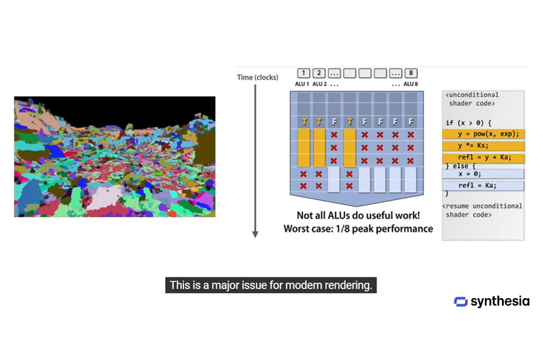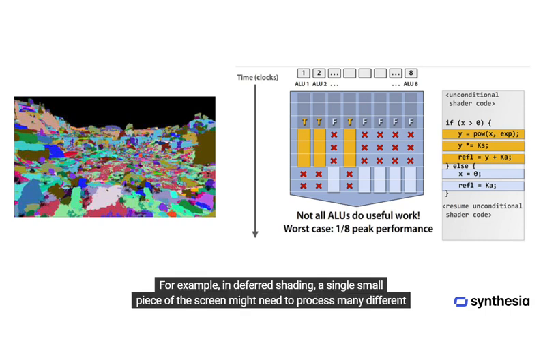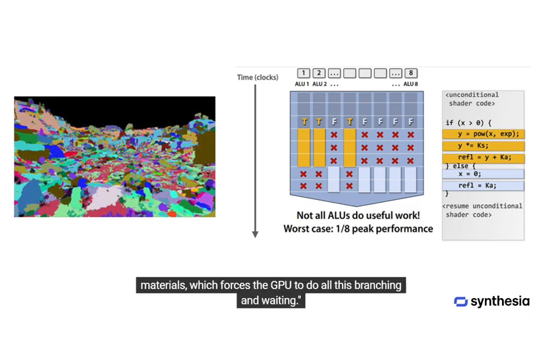This is a major issue for modern rendering. For example, in deferred shading, a single small piece of the screen might need to process many different materials, which forces the GPU to do all this branching and waiting.